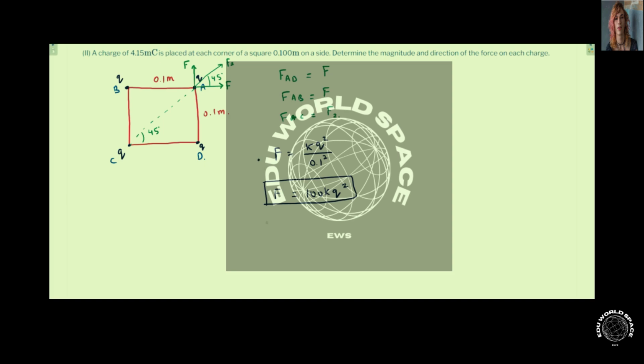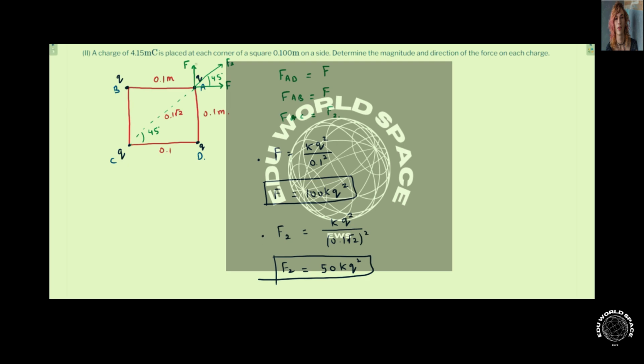And likewise, what is the value of F2? F2 is again K Q1 Q2, which is Q square, over R square, where R is the length of the diagonal. If this side is 0.1, this is 0.1, then the diagonal is 0.1 root 2, as per the Pythagoras theorem. So we place 0.1 root 2 whole square in the denominator. If you simplify this, that's going to come out as 50 kQ square. This is the value of F2.